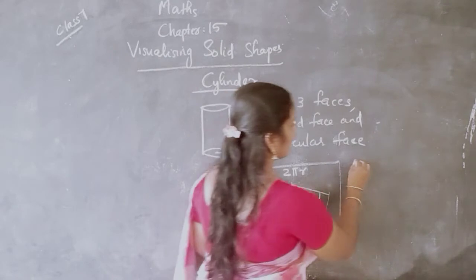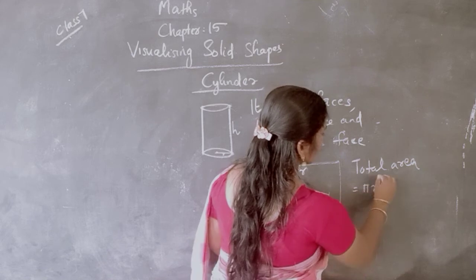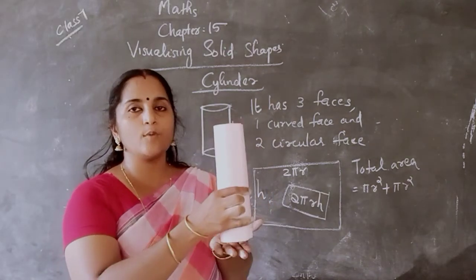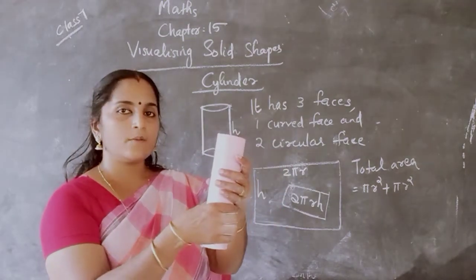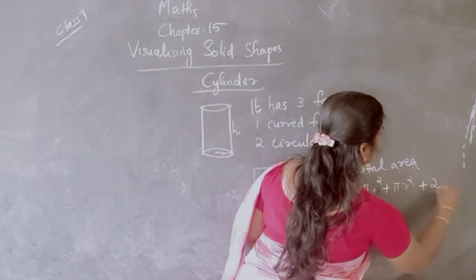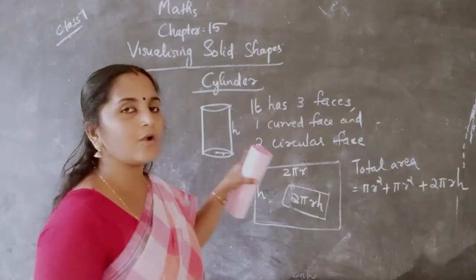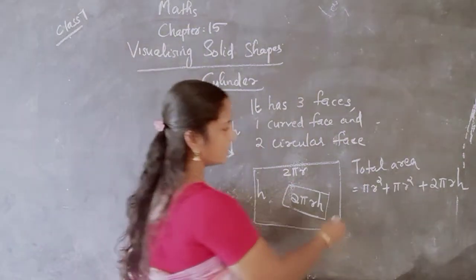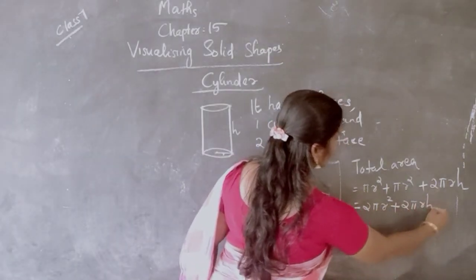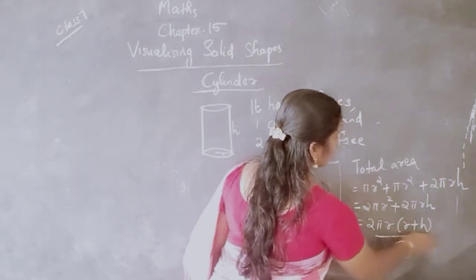So what is the total area? Can you say? Total area is pi r square plus pi r square, that is top area pi r square, bottom area pi r square, and curved face area 2 pi r h. We find it by splitting the paper. If you add all these measurements, we get the total area of this cylinder. That is pi r square repeated 2 times, so 2 pi r square and 2 pi r h. So 2 pi r is common. Take it outside. We get 2 pi r into r plus h.